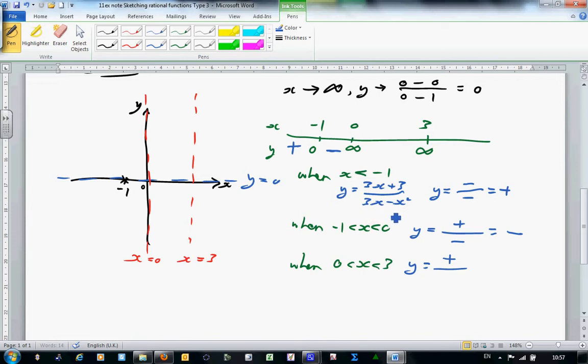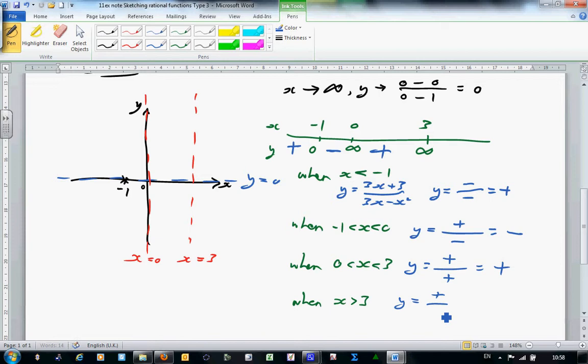And when x is bigger than 3, y is going to be, now when it's bigger than 3 on the top, it's positive. And when it's bigger than 3 on the bottom, it will be negative. So it looks like we've got a negative section there. So, tricky.